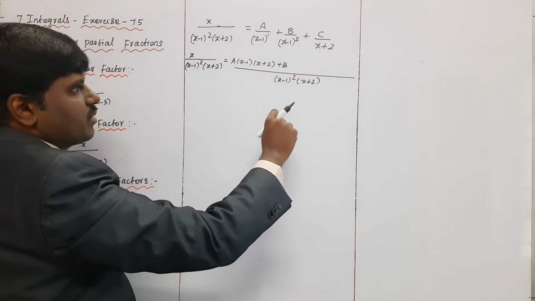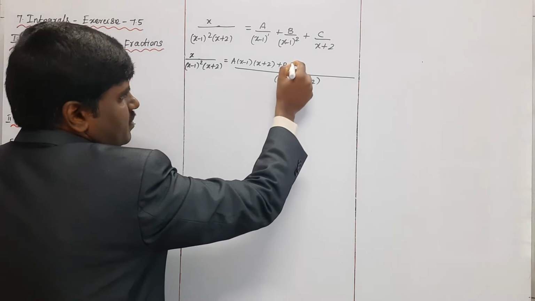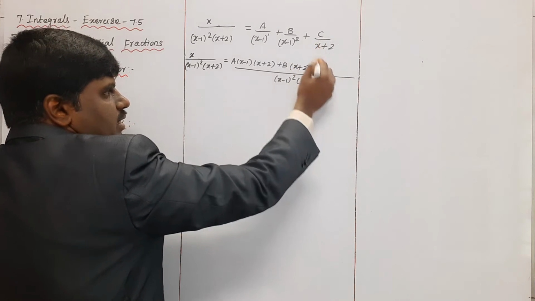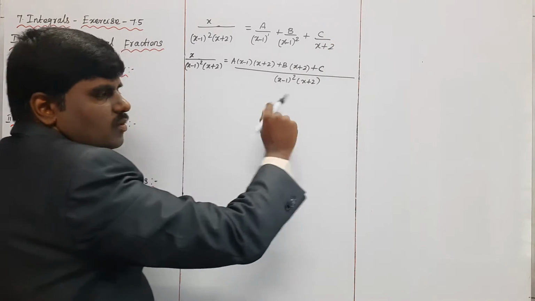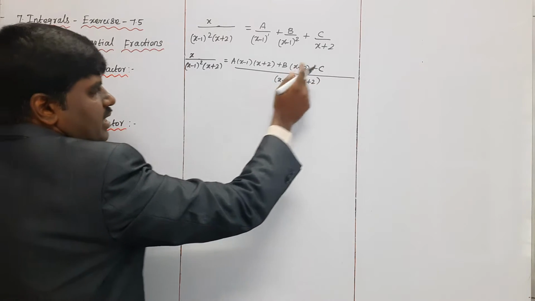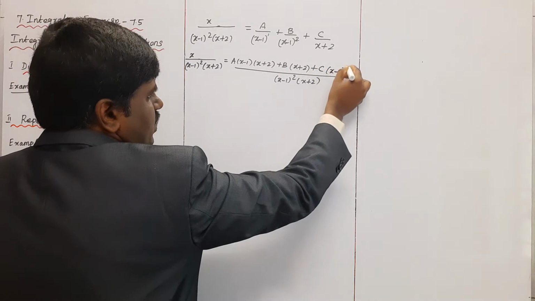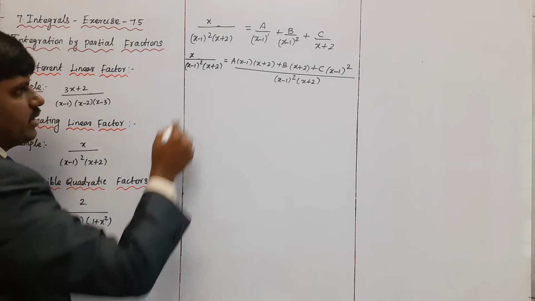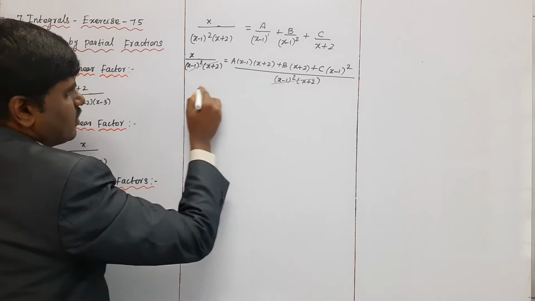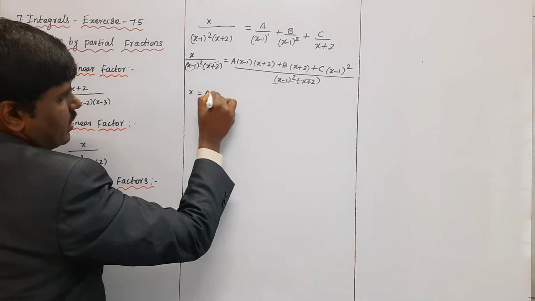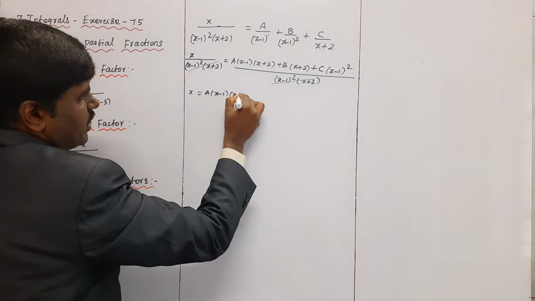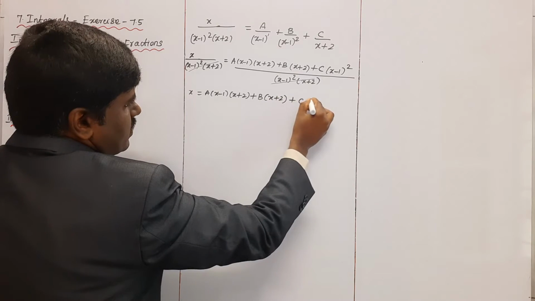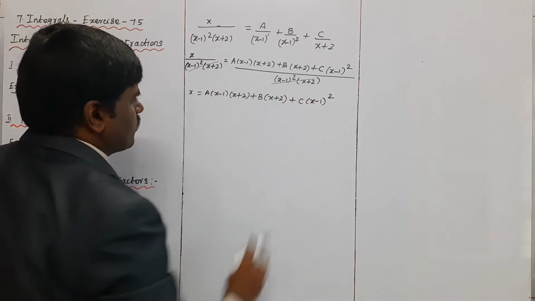(x minus 1) the whole square, remove it. What remains? x plus 2. Next plus c, c into x plus 2 remains, and what remains is (x minus 1) the whole square. Is that clear? Understood? Now the denominators are the same, so they cancel. What remains? x is equal to a into (x minus 1) into (x plus 2), plus b into (x plus 2), plus c into (x minus 1) the whole square.